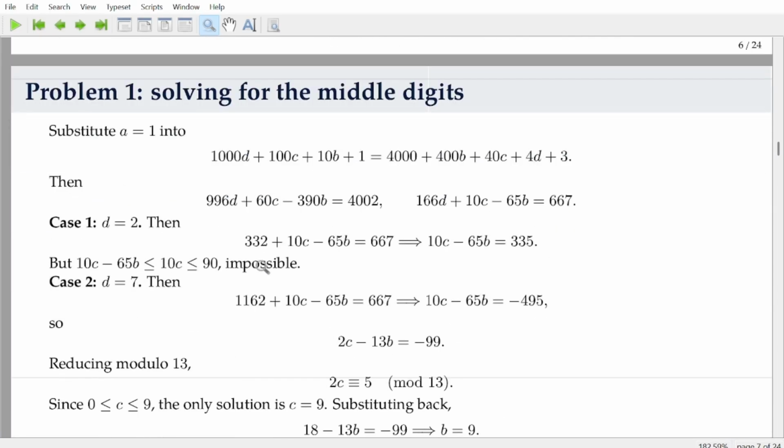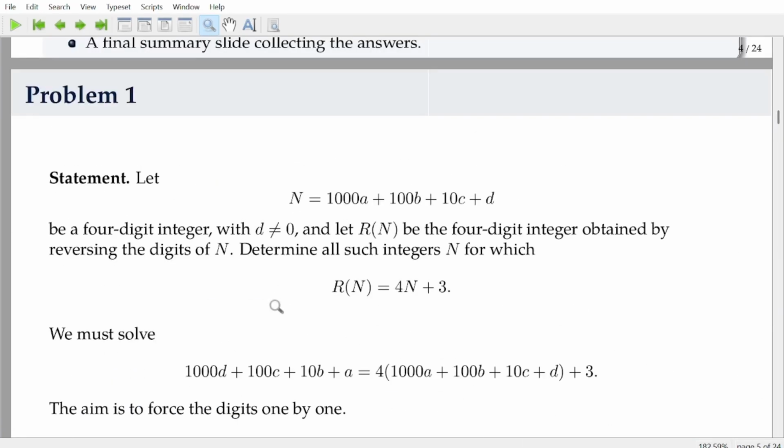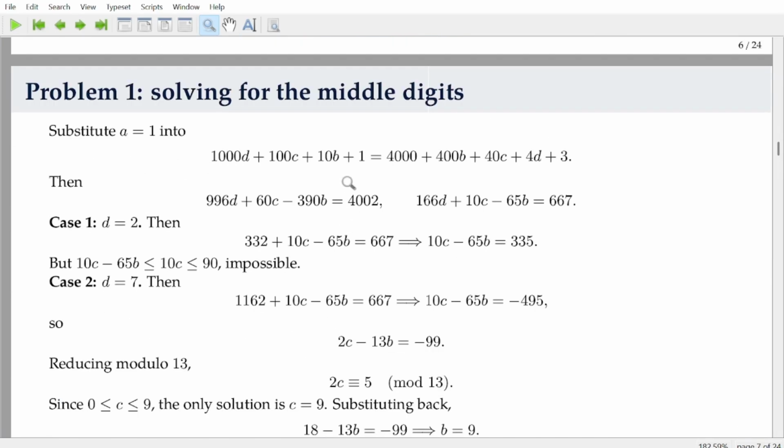So at this point, we can substitute a equals 1 into our initial equation that I wrote at the very beginning, our algebraic expression of this equation here. Because we know a equals 1, we substitute a equals 1 into this expression to get this thing over here. And then basically rearranging that to get this expression here. So 996d plus 60c minus 390b equals 4002.